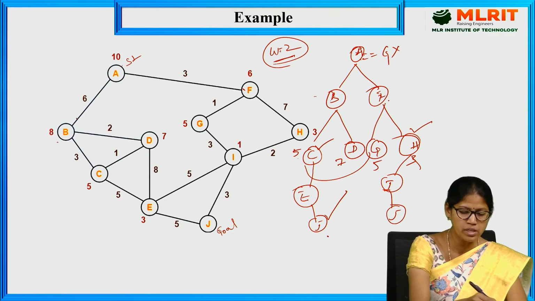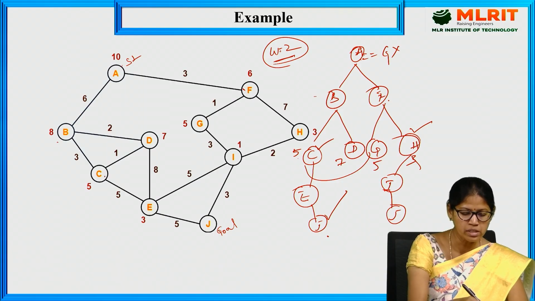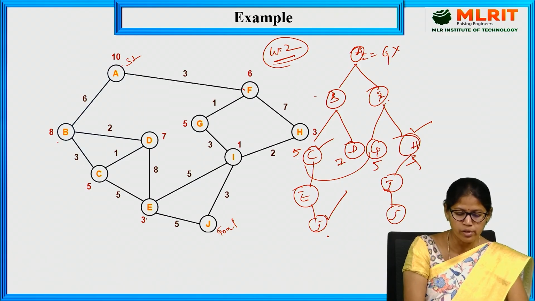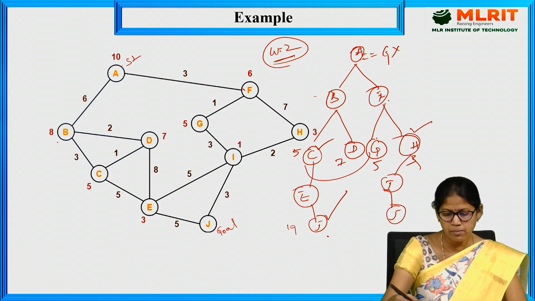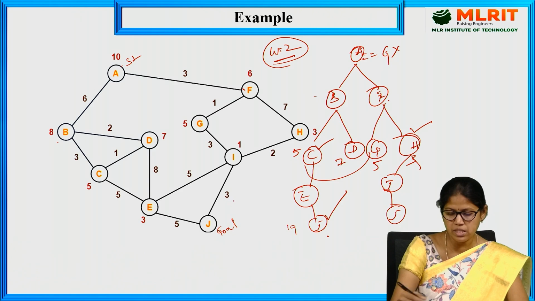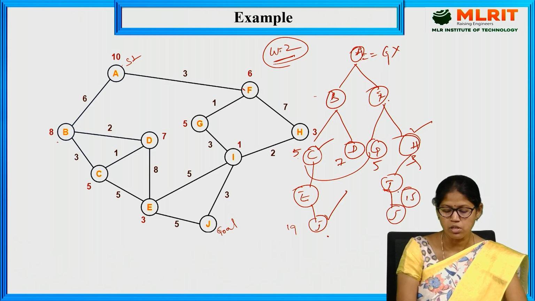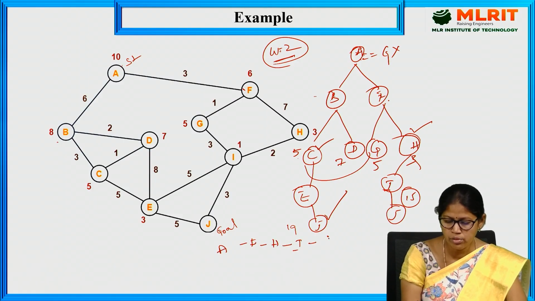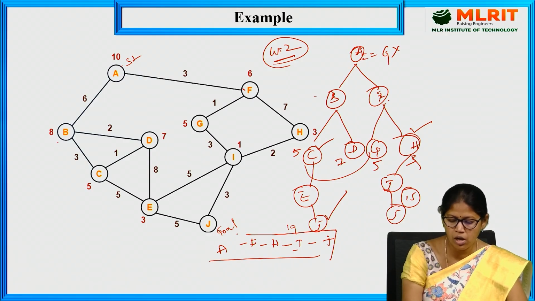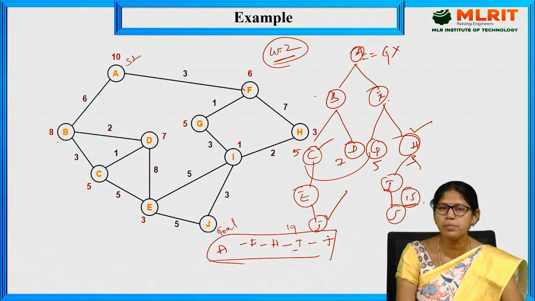So A to B: 6, 6 plus 3 is 9, 9 plus 5 is 14, 14 plus 5 is 19. That is the cost here. A to F: 3, 3 plus 7 is 10, 10 plus 2 is 12, 12 plus 3 is 15. 15 is the cost. So here the solution path A to F, F to H, H to I to J is one of the paths. Okay, this is the optimal path because the least cost will be the optimal solution.